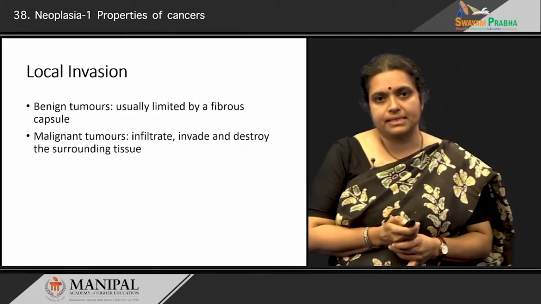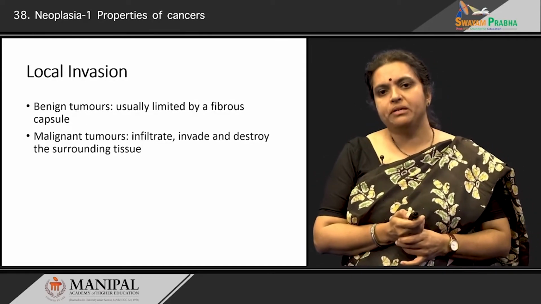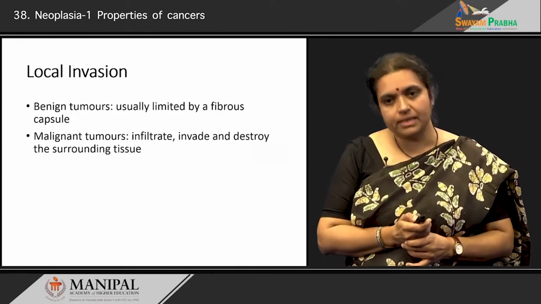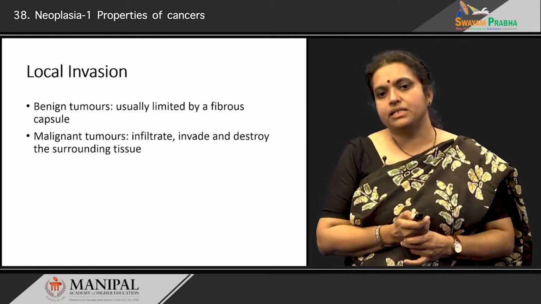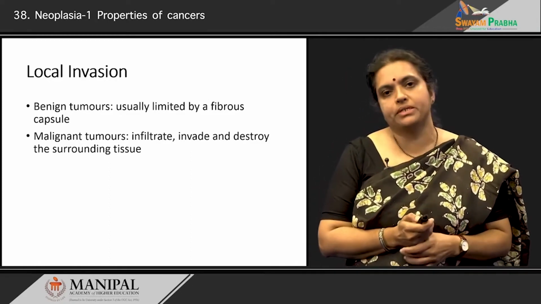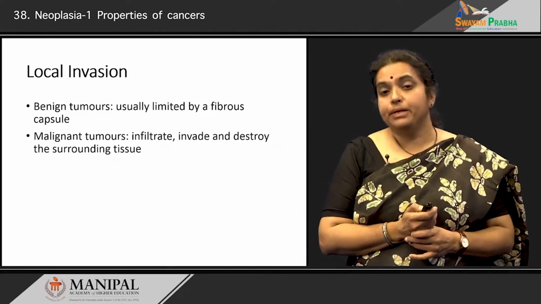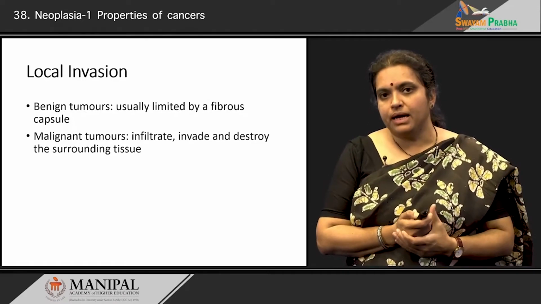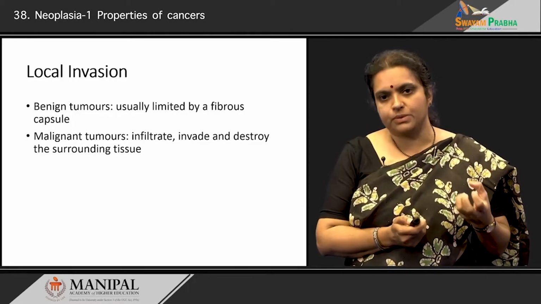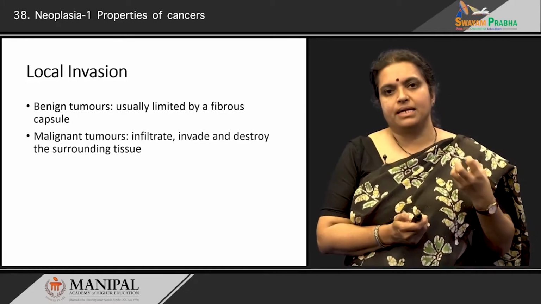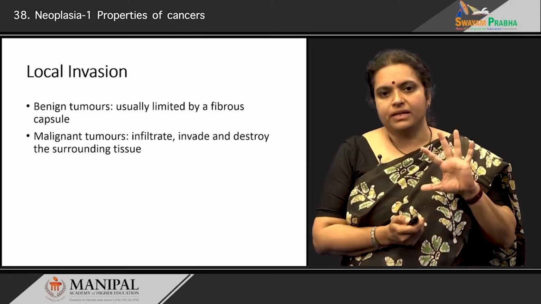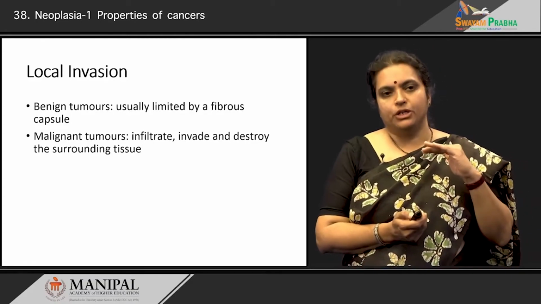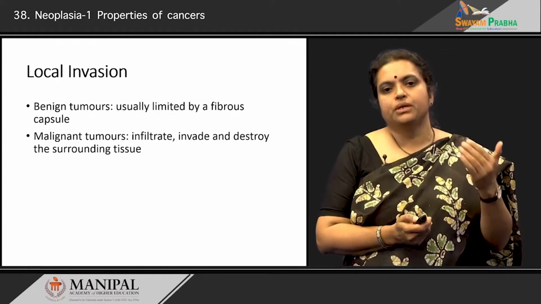Right. The next property of cancer cells is local invasion. Now, what do you mean by local invasion? Malignant tumors, by definition, can infiltrate and invade the surrounding stroma and destroy the surrounding tissue. This is an inherent property of malignant tumors, whereas benign tumors usually are limited and surrounded by a fibrous capsule and can be just enucleated from the organ. That is why you can easily remove a benign tumor, whereas a malignant tumor throws its fingers all around and goes into the stroma, and it is very difficult to get a normal plane between the tumor and the surrounding tissue to take it out.